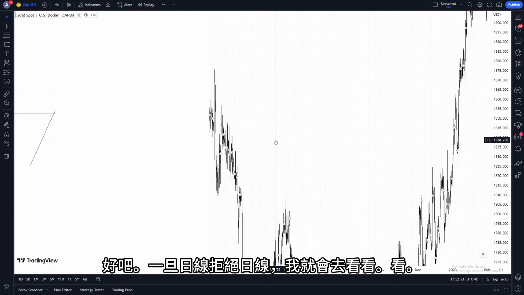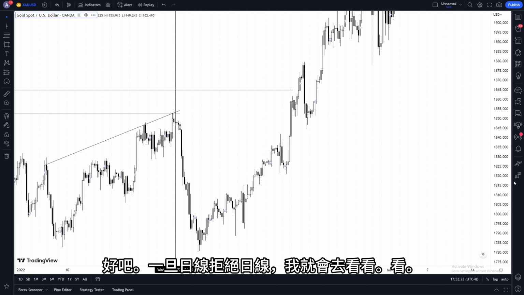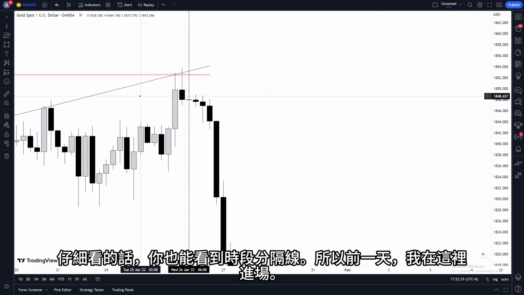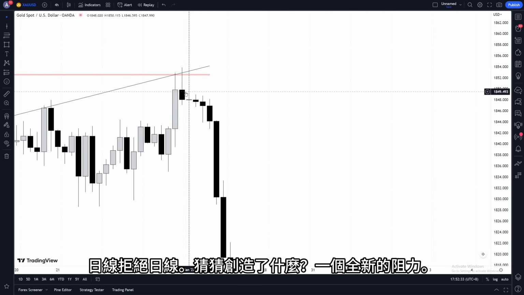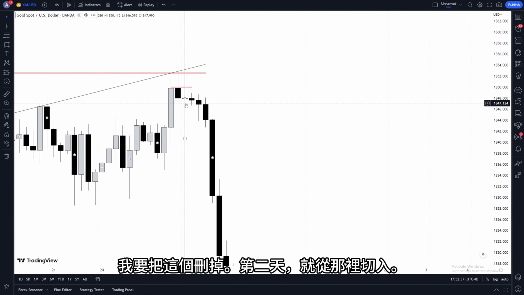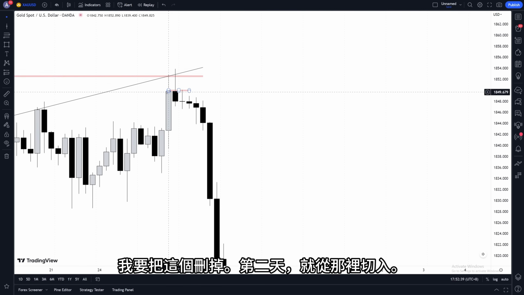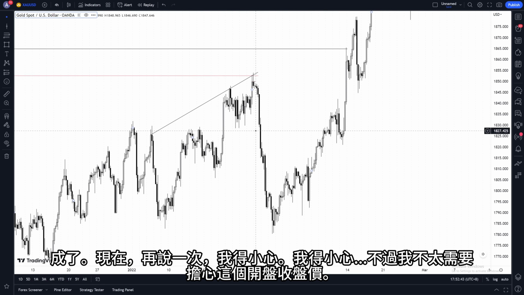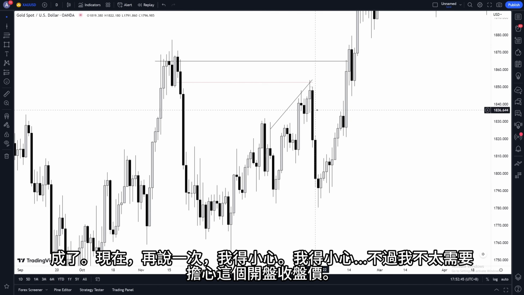All right. So once the daily rejected the daily, I'll go and see on this candle is when the daily starts, by the way. Whenever you see me mark this is the exact day it starts. If you look closely, you can see period separators too. So in the previous day, I entered here, daily reject daily. Guess what it created? A brand new resistance. Go and delete this. Following day, just snip it from there. There she goes. Now again, I gotta be worried.